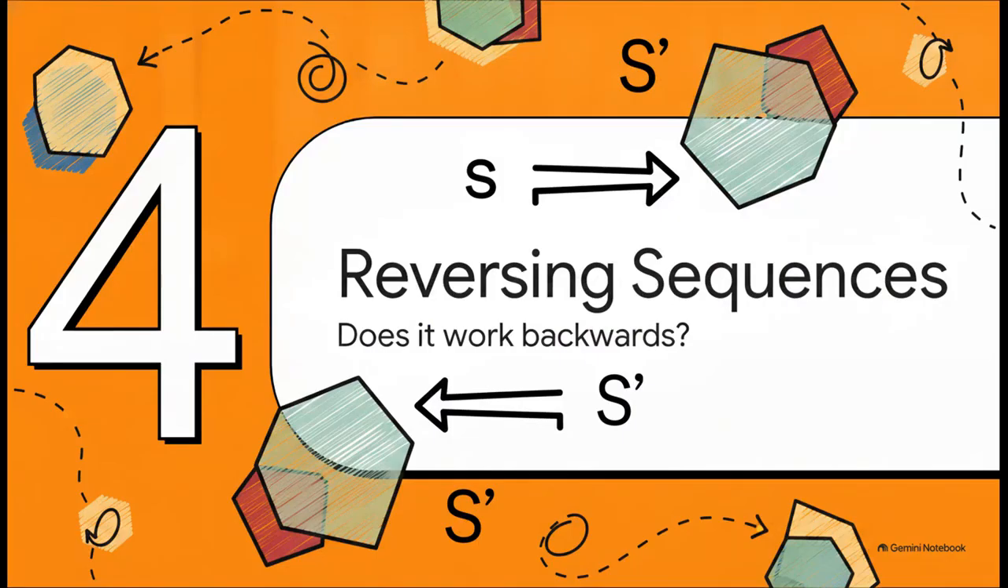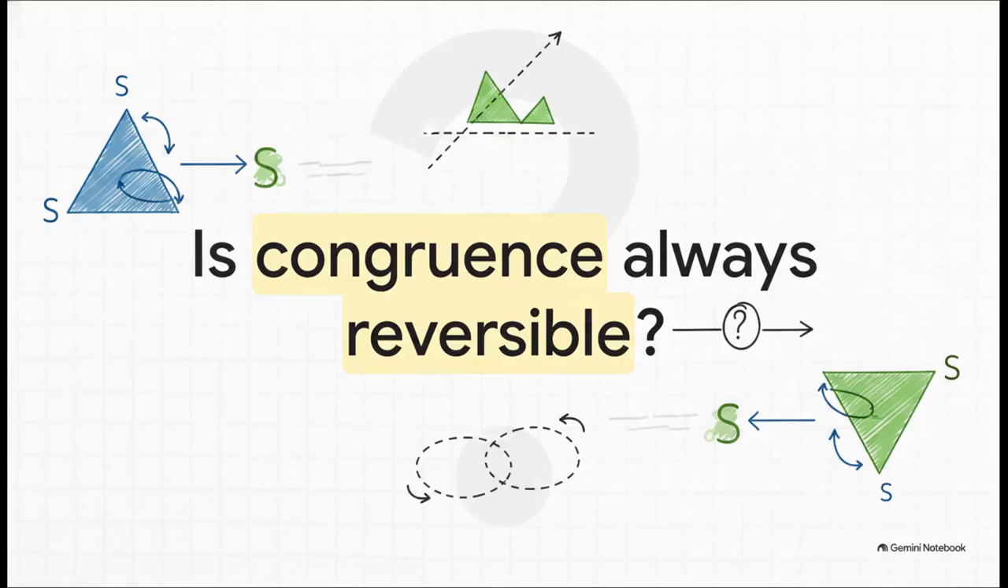Section 4. Misconception check. Reversing the sequence. Does it work backwards? I want to pause here and prepare you to challenge a really common assumption about geometric mapping. It's a great question. If figure S is congruent to figure S prime, meaning we successfully moved S onto S prime, do we know for absolute certain that S prime is congruent to S? I want you to take a second and actually think about the logic here. Does mapping one way guarantee that we can map it back the other way?